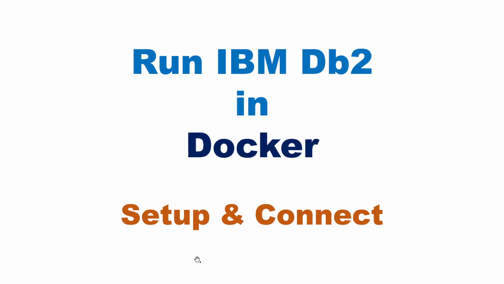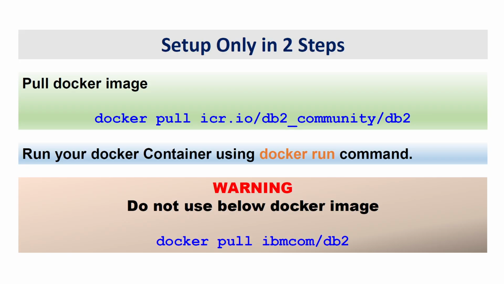Hello all, in this tutorial we will learn how to run IBM Db2 database in Docker. To run IBM Db2 database we have only two steps. You will have to pull the Docker image using the docker pull command, and once you have pulled the image you can use the docker run command to run the Docker image.